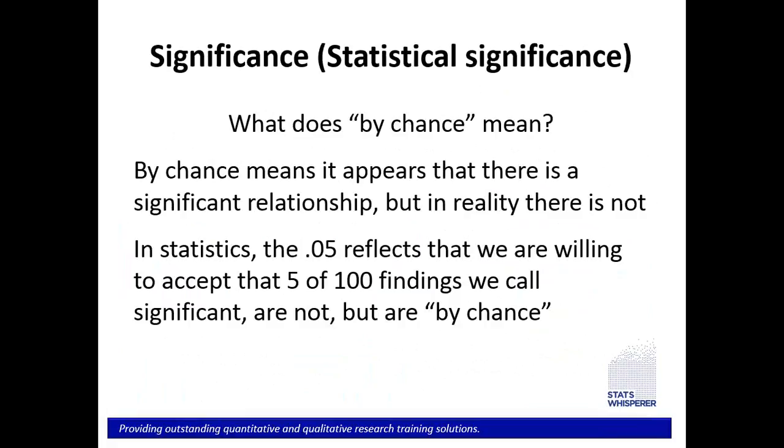But you might ask, what does by chance mean? So it means 5 out of 100 times it happens by chance, but what does by chance mean itself? So by chance basically means that it appears that there's a significant relationship, but there really is not. So in statistics, what we're saying is that 0.05 reflects that we're willing to accept that 5 out of 100 findings, findings meaning SPSS tells us we have significant findings, 5 out of 100 times, they're not really going to be significant, but just random or by chance.